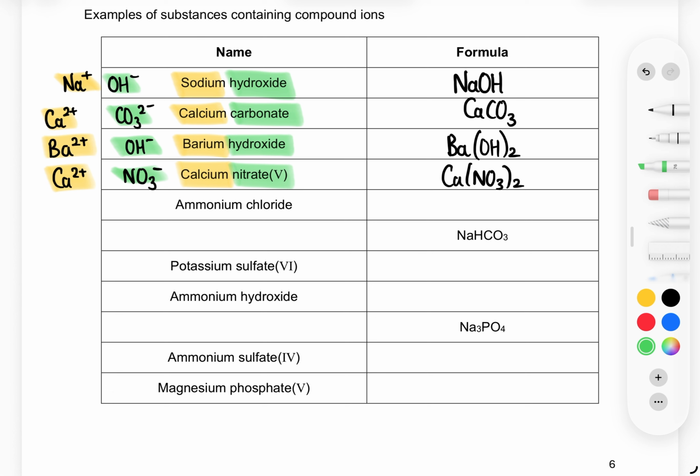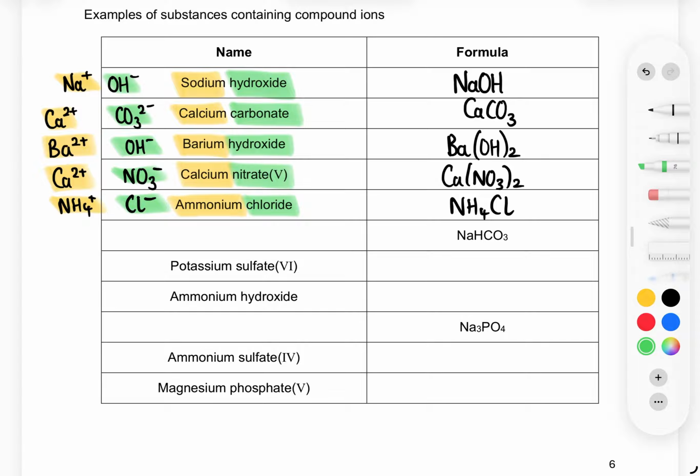Okay, the next one, chloride, and we've got ammonium. So ammonium is a compound ion that we need to memorise, NH4+. Chloride is from chlorine. Chlorine's in group 7, so it's 1-. 1+ and 1-, so no brackets needed, no doubling up needed, it's just the 2 formulas put together.